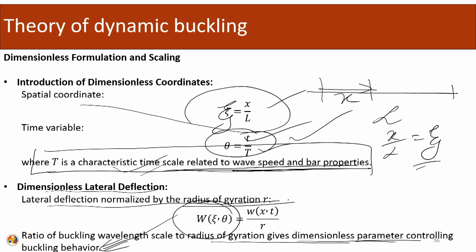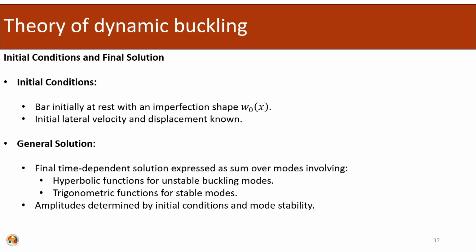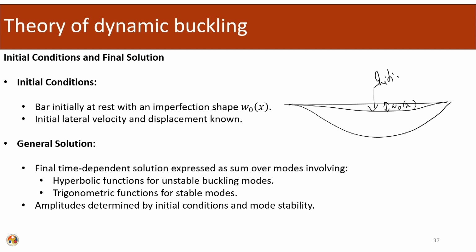Now the initial conditions and the final solutions. The bar is initially at rest with an imperfection shape W naught. This is the initial position of the bar, and the initial lateral velocity and displacement are the known quantities.